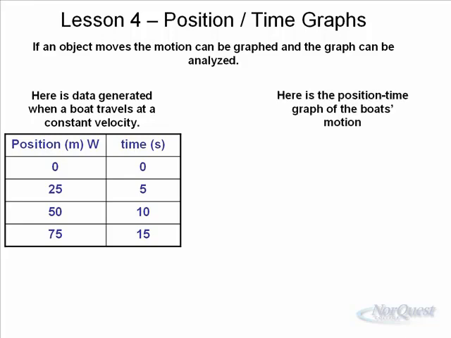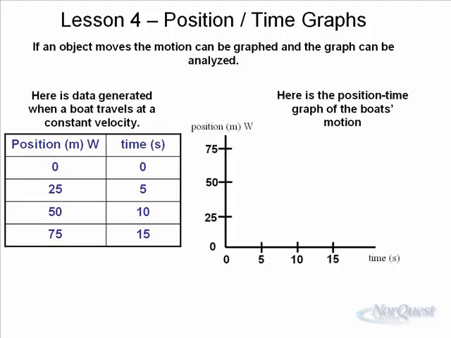And here's a position time graph of the boat's motion. We need an x and a y axis. On the x-axis, we put time. Time is in this case the manipulated variable. And of course, on the y-axis, we put the position. The position is the responding variable. And we can see that after 5 seconds, 25 meters, 10 seconds, 50, and so on.